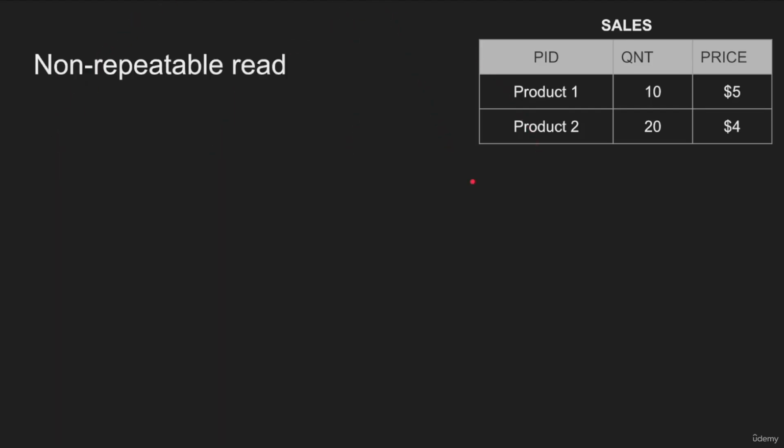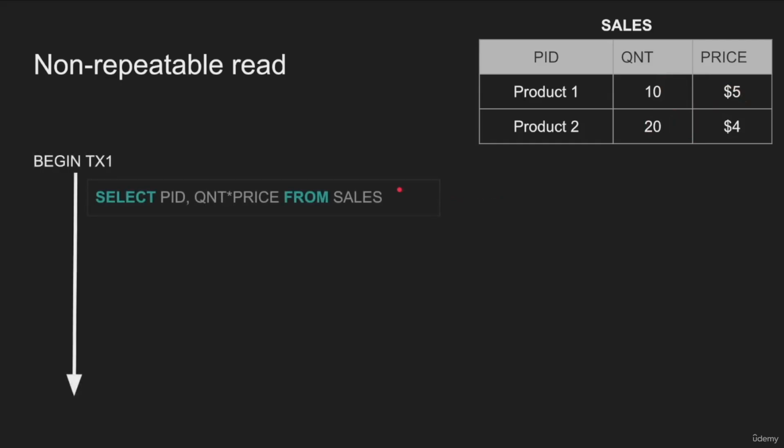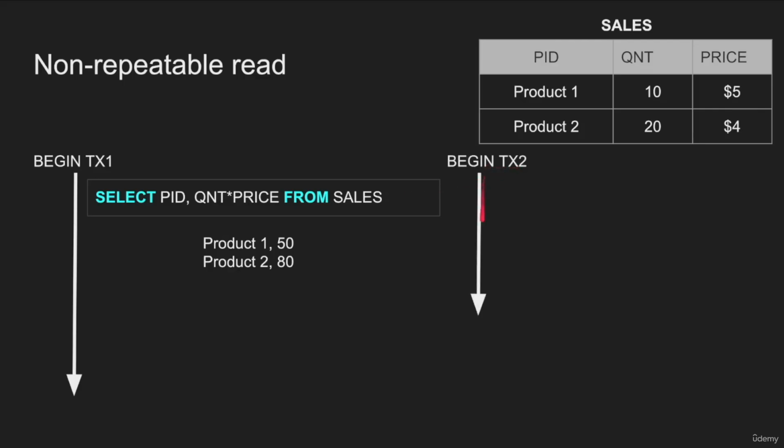So let's talk about non-repeatable read here. Same configuration here, 10, 50, 10.5, 24, and then we're going to begin a transaction. Now we're going to select the same exact thing. We're going to get product 1, 50, product 2, 80. So what is a non-repeatable read here? Another transaction begins, but look at that, the arrow is shorter. I made the arrow shorter.